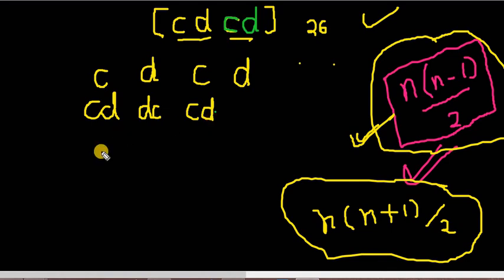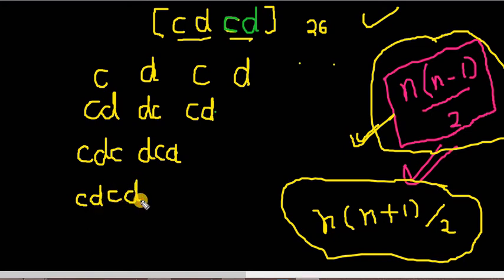Okay, after that for length 3, it will be CDC and DCD. And the last one would be CDCD. Okay, let's calculate the number of anagrammatic pairs we can find here. For this C, we have a pair here. For this D, we have a pair here. So the number of pairs would be 2.